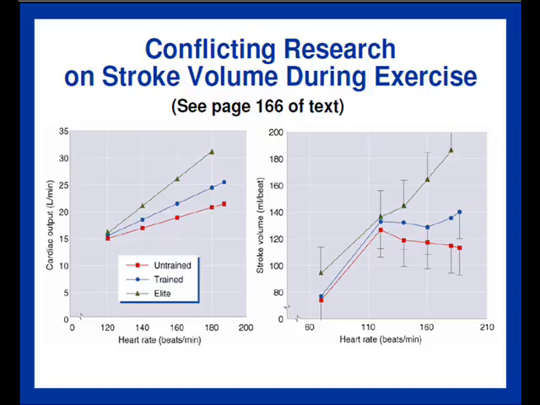However, with some elite athletes, their stroke volume continues to go up. It doesn't plateau. And these guys are up around 180, probably 185 beats per minute right here. And that's continually increasing.